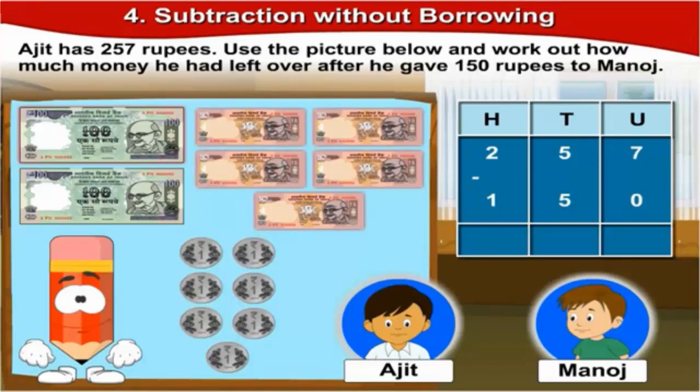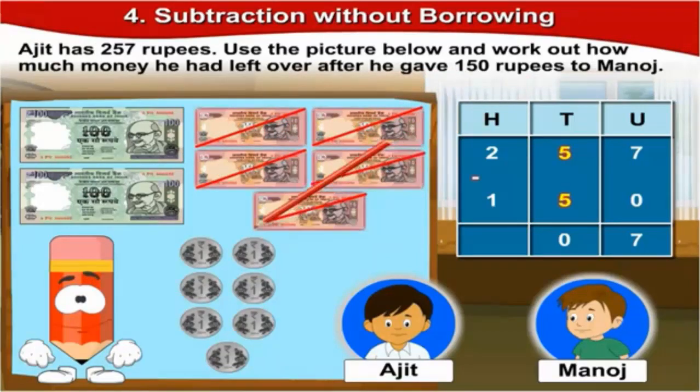For subtraction, let us see the units first. Now 7 units minus 0 units would be 7 units. So all these 7 coins remain as it is. Now let us see the notes of 10 rupees. 5 tens minus 5 tens, we are left with 0 tens. So no 10 rupee note is left.